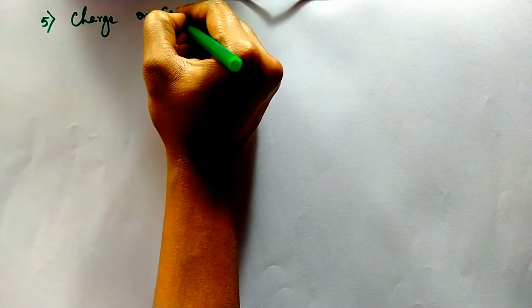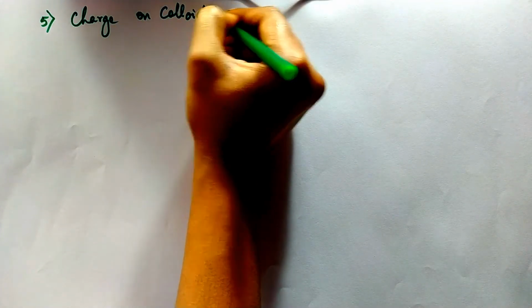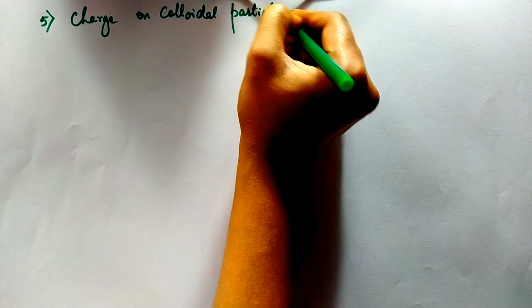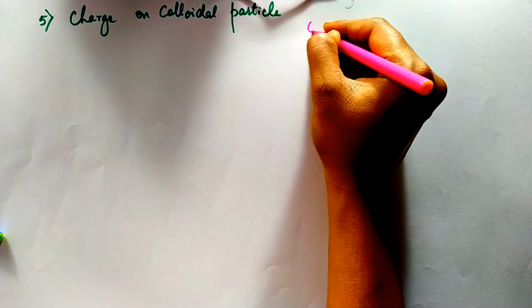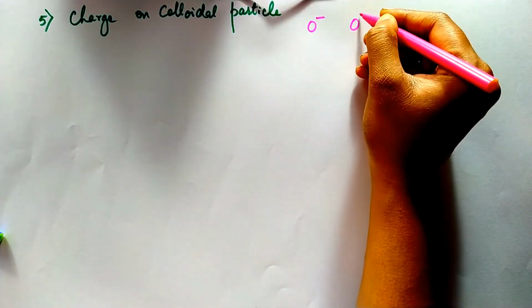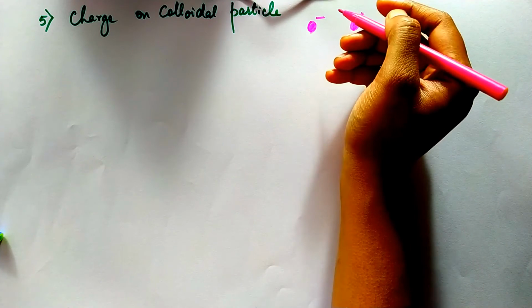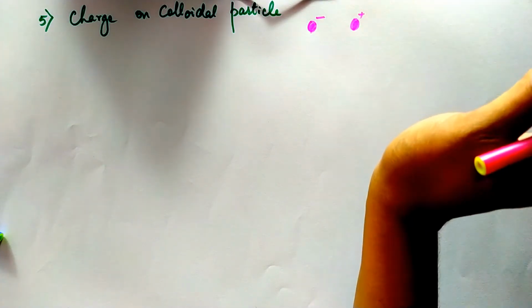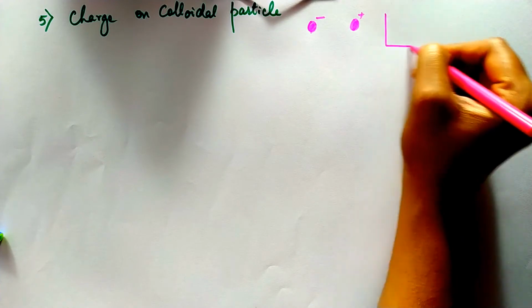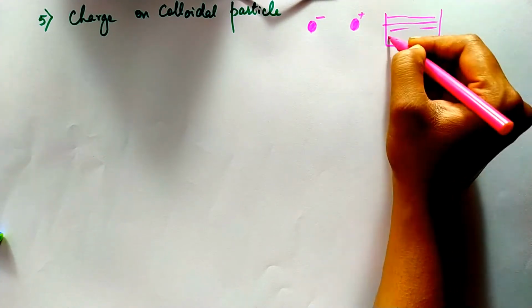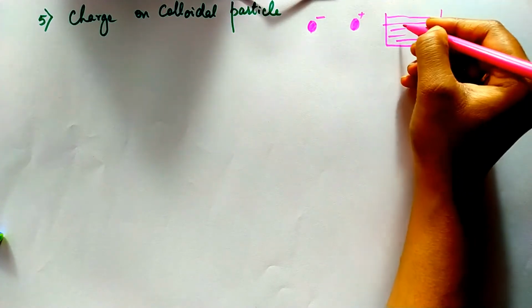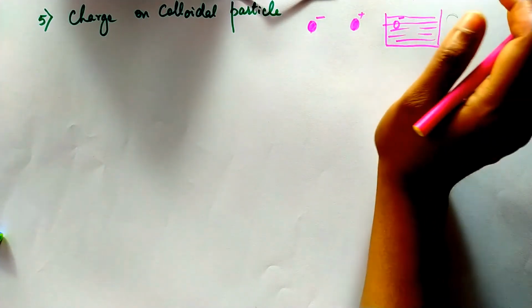Okay, then let us move on to the next point, that is the fifth point. The fifth one is the charge on colloidal particle. That means every colloidal particle contains a charge. It may be a negative or positive charge. A whole solution contains either a positive or negative charge. The complete solution, if I take a solution, contains either a positive charge or a negative charge. The whole solution contains only a single charge.